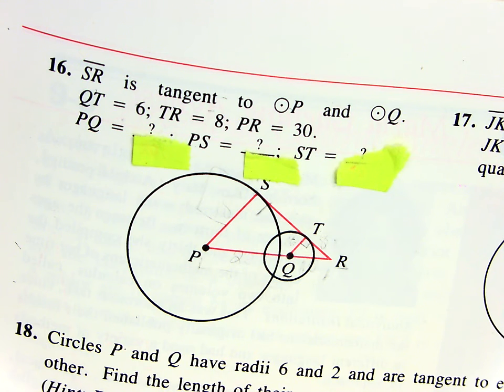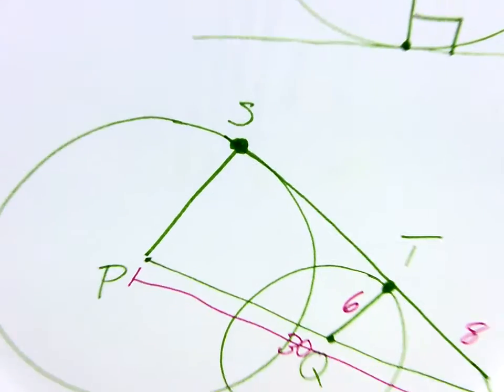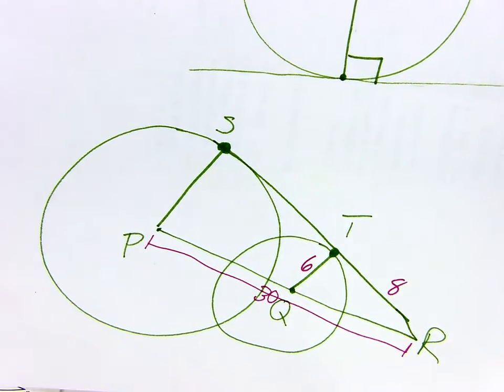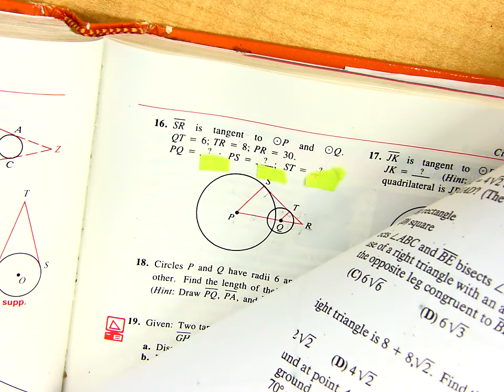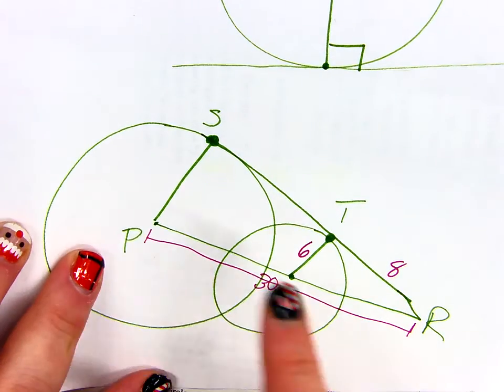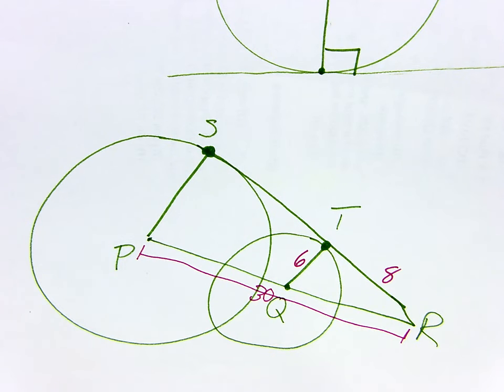We got answers? Maybe? So, I've drawn the diagram a little bit bigger so I can see it and mark it. Alright, here's what they tell me. They tell me that SR is tangent to circle P and circle Q. So this thing is tangent to these two circles. So that's already a big bit of information that's going to help me somehow.